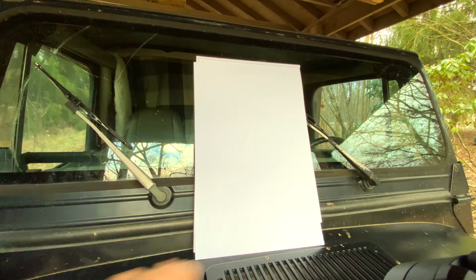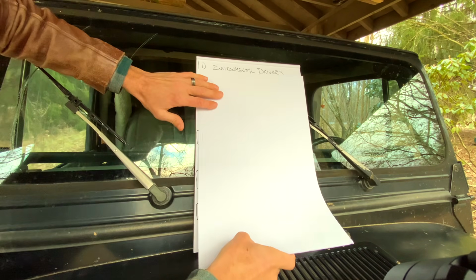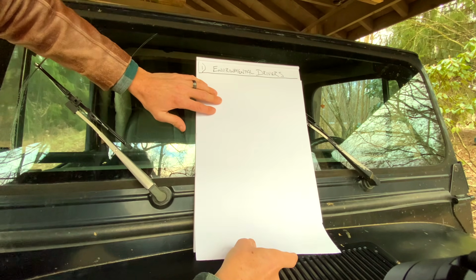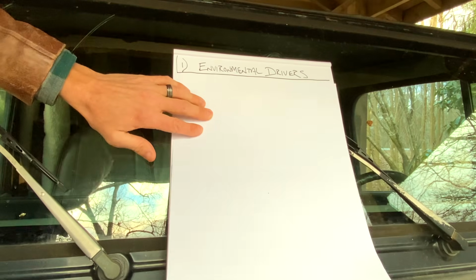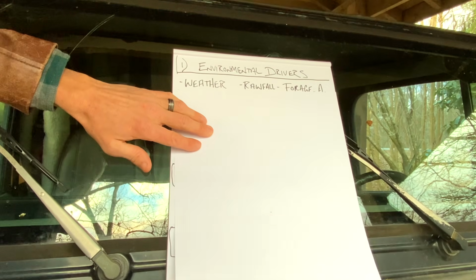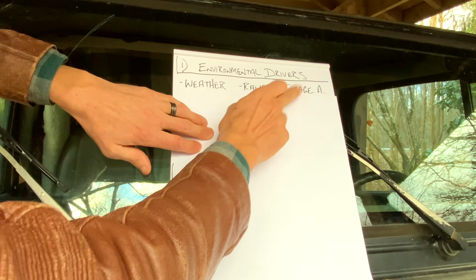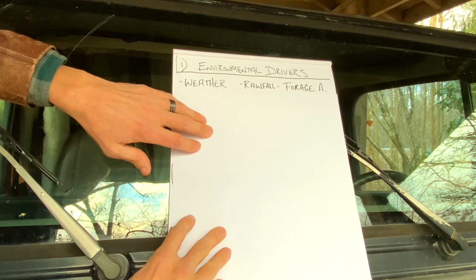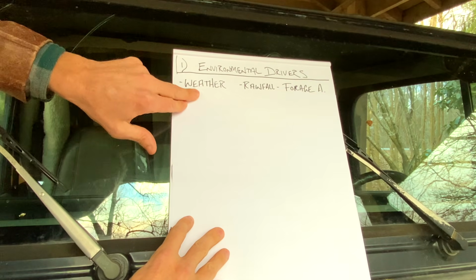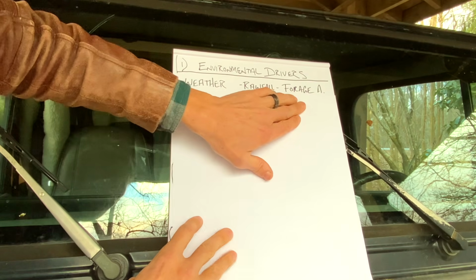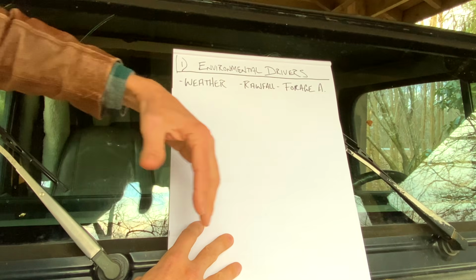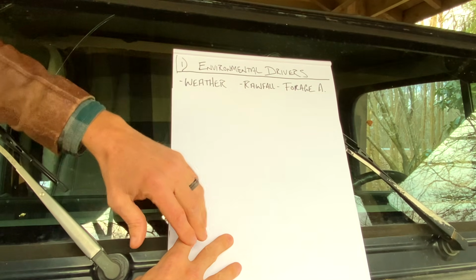Okay, so here's the trusty non-digital whiteboard, and here are the environmental drivers. And there are only 3 of those. So it's weather, rainfall, and forage availability. So rainfall is an aspect of weather, but you need all of these things to align in order to have the things that we love to see ideally in a colony.